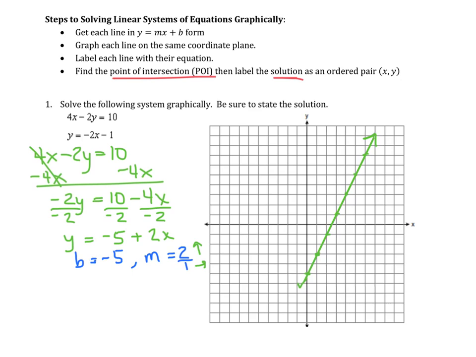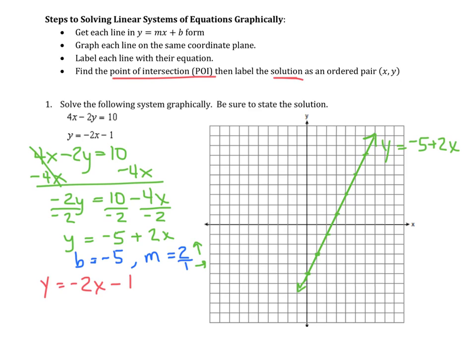One thing I want to do right away with my line is label it, because oftentimes if I don't do it right now, I'll forget. So I'm going to label this as y equals negative 5 plus 2x, right on there. All right, next I want to take the next equation, which is y equals negative 2x minus 1.